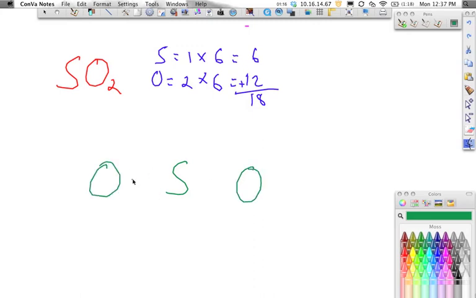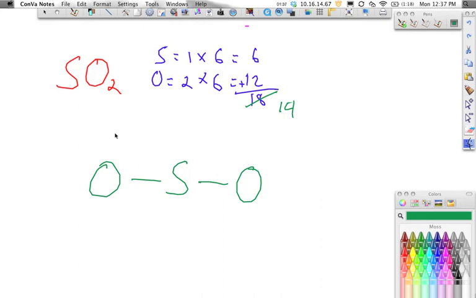Now, the next step is we bond. Those lines are shared or bonded pairs of electrons. They're a pair, so they count as 2. So we have 1, 2, 3, 4. Out of our 18, we've already used 4, so now we're down to 14. The next step is we put electrons on the outside atoms. Always start with the outside and go to the middle.